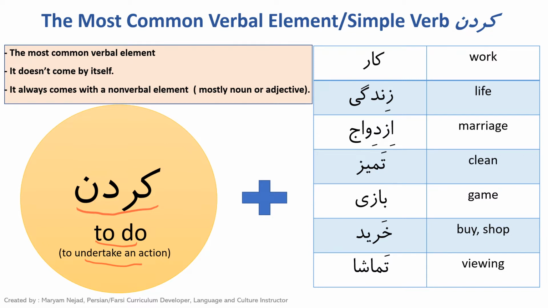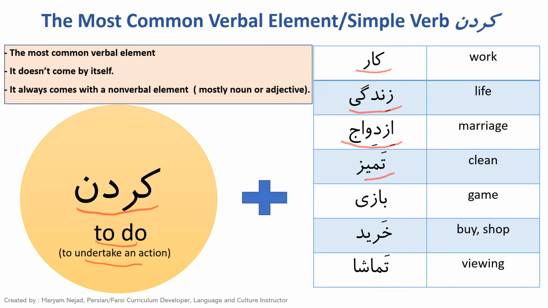For example, in this table on the right side, the first one we have کار. کار means work, right? So when we combine it with کردن, it would be کار کردن, so to work. Next one is زندگی. زندگی means life. So when combined with کردن, it would give us زندگی کردن, to live. Next one is ازدواج. ازدواج is marriage. So ازدواج کردن means to get married.